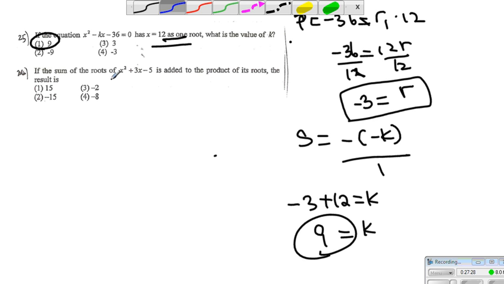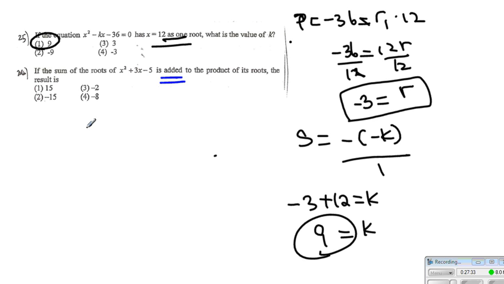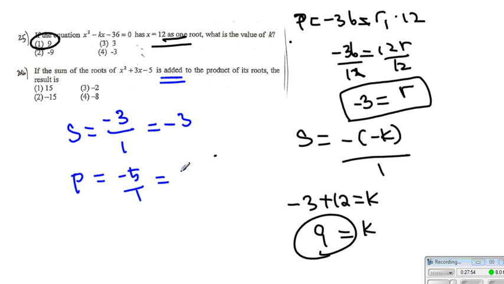If the sum of the roots here is added to the product of the roots, then what is the sum? The sum is equal to negative b over a, which is simply negative 3 over a. A is equal to 1. Therefore, this becomes negative 3. What is the product of the roots? The product becomes simply c over a, which is negative 5 over 1, which is equal to negative 5. But when you add up those two things, we end up getting negative 8. Choice number 4. All right, let us look at a couple more questions.